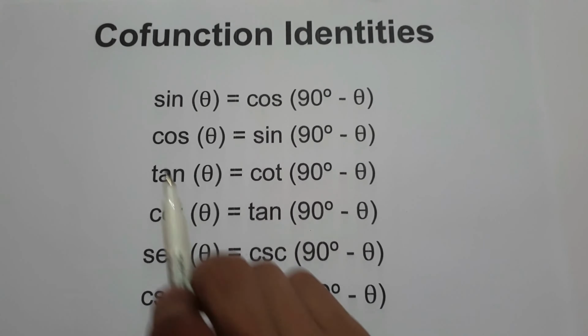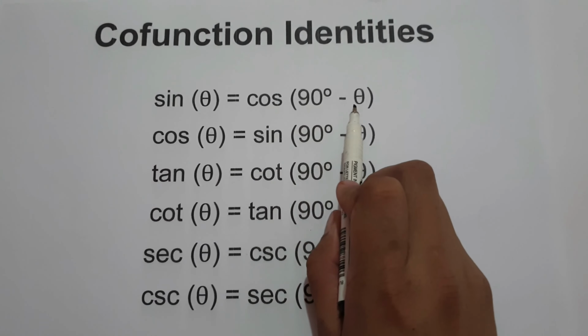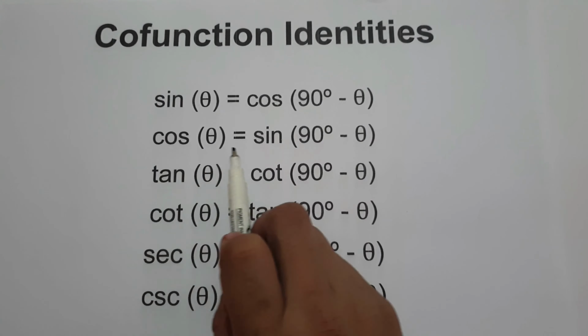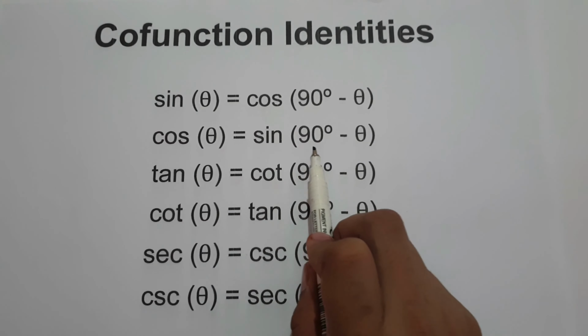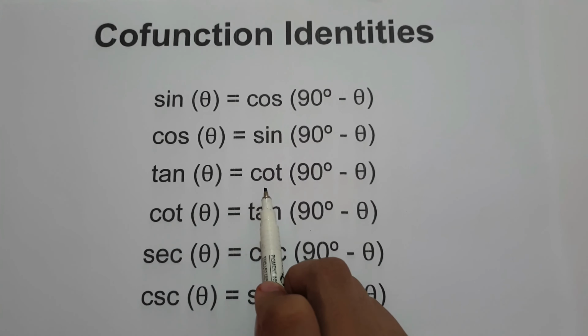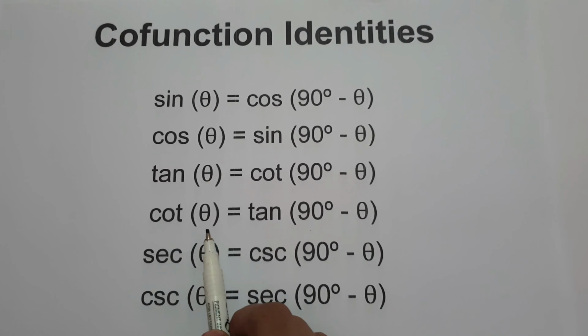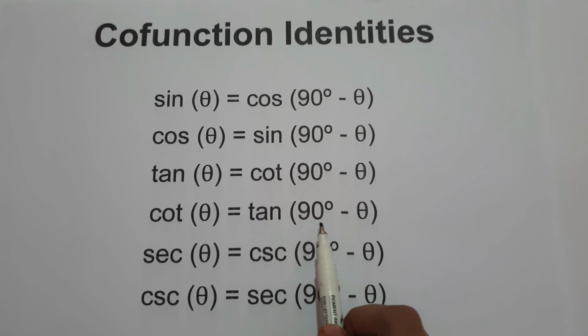The first one is sine theta equals cosine of 90 degrees minus theta, and cosine theta equals sine of 90 degrees minus theta. Tangent theta is equal to cotangent of 90 degrees minus theta, and cotangent theta equals tangent of 90 degrees minus theta. Secant theta equals cosecant of 90 degrees minus theta, and cosecant theta equals secant of 90 degrees minus theta.